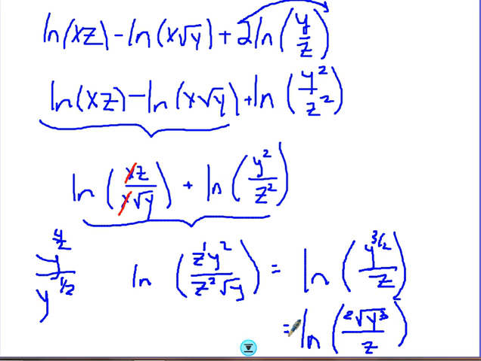Logarithms are fairly new, so just keep practicing them. You haven't seen these in your other algebra classes, so they're kind of new. It just takes a little more practice to get used to them.